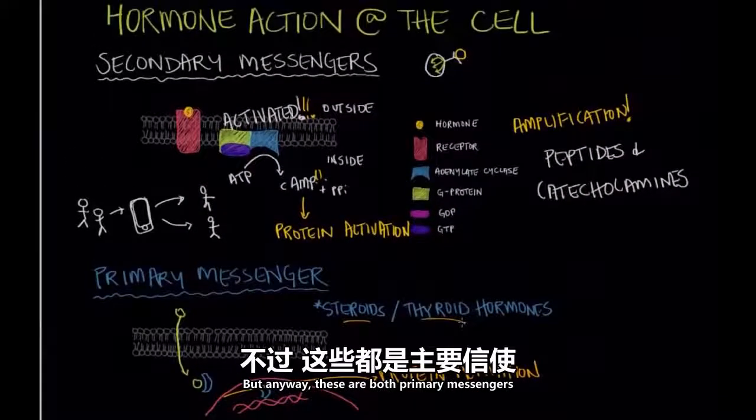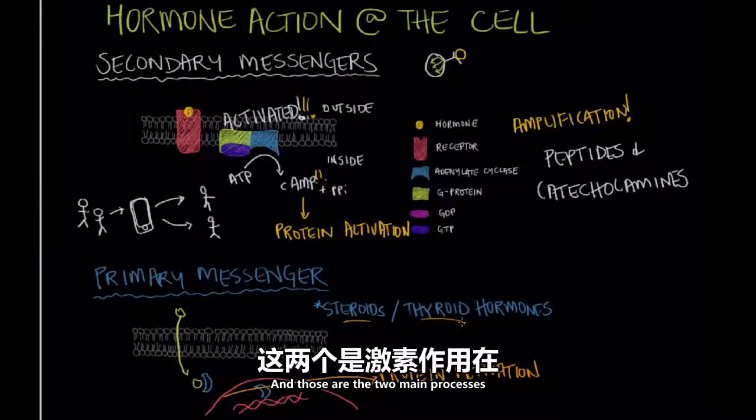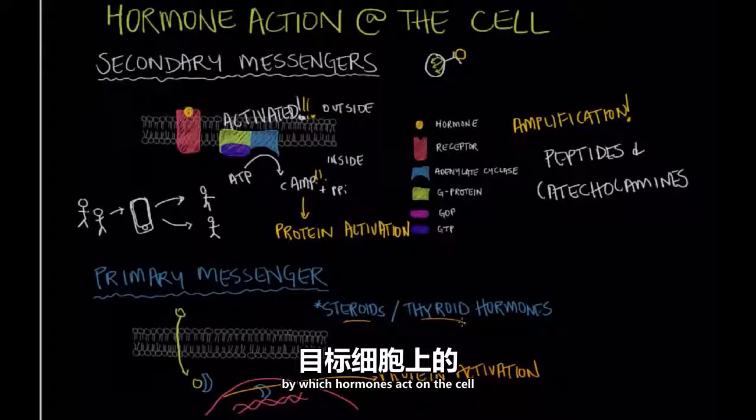But anyway, these are both primary messengers and secondary messengers, and those are the two main processes by which hormones act on the cell that they're created to target.